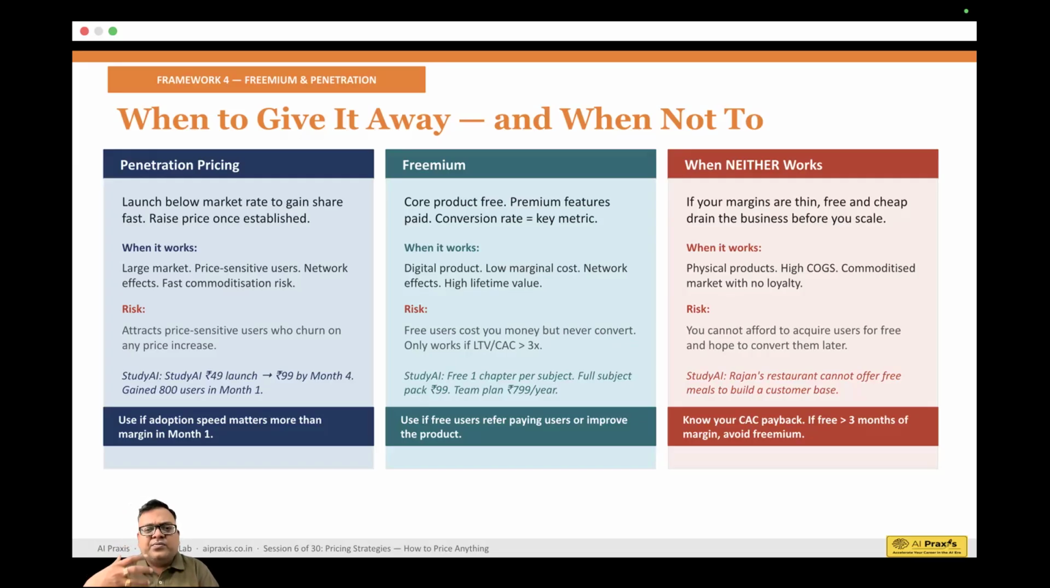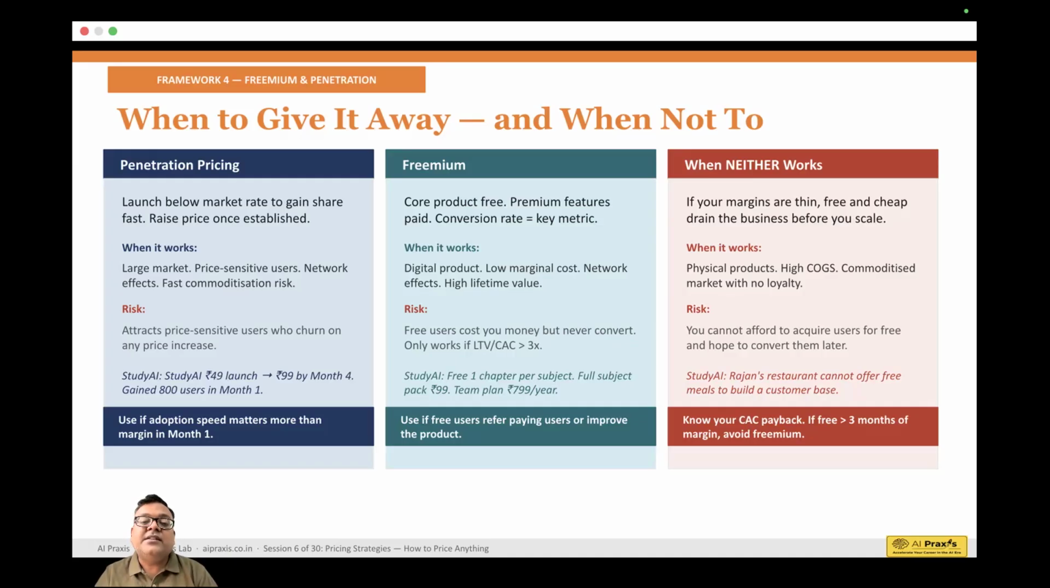The cost that you pay to acquire your customer is called customer acquisition cost, and usually it's what you spend in marketing specifically to attract one customer. Going forward, we're going to see CAC and LTV in detail in unit economics. So Study AI free: 1 chapter per subject, then full subject pack 99, and there could be a team plan at 799 per year. Use free users to refer paying users, or to improve the product.